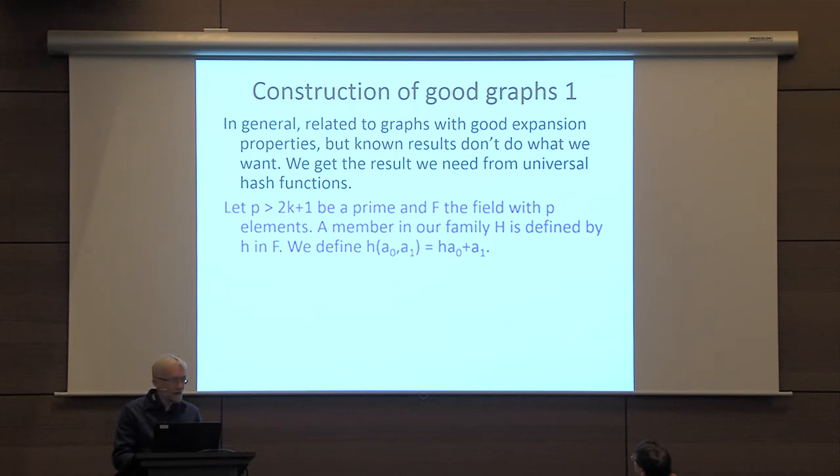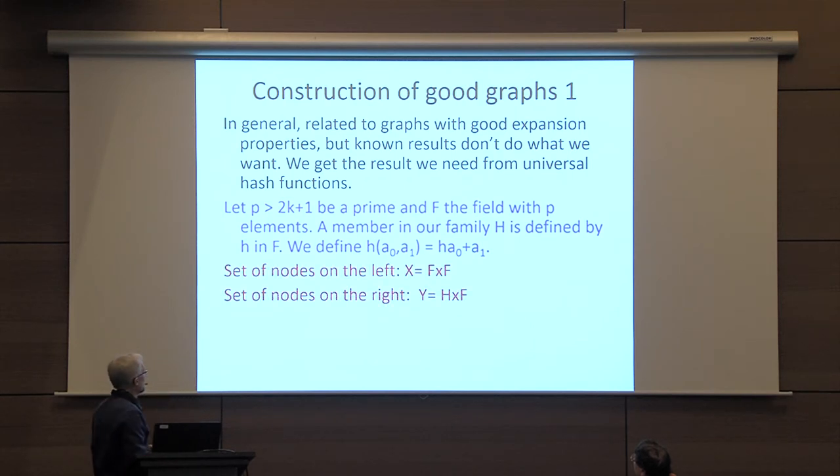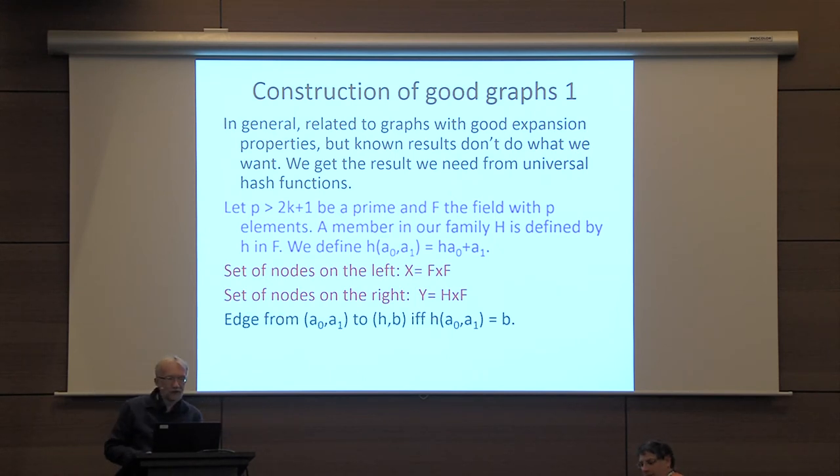And now the idea is from this hash function, we can define a set of nodes on the left, which would simply be pairs of field elements. And on the right, we'll define nodes by pairs that are hash function and field element, which is the same thing, of course, because hash functions are also defined by single field elements. So I'm going to get p squared nodes on both sides, right? And finally, there'll be an edge from a node defined by a pair a0, a1 to h, comma b, exactly if the function h takes a0, a1 to that value b.